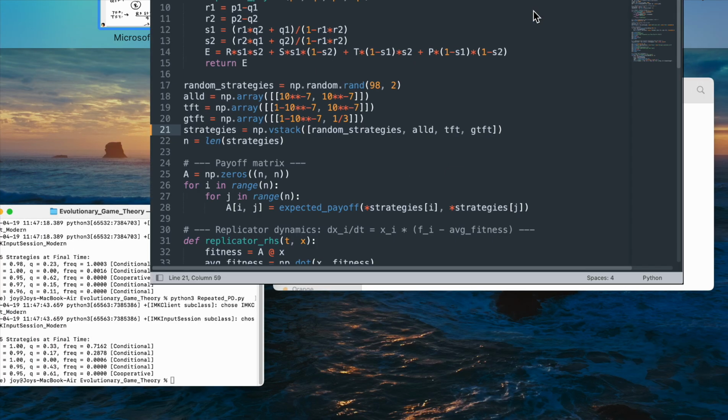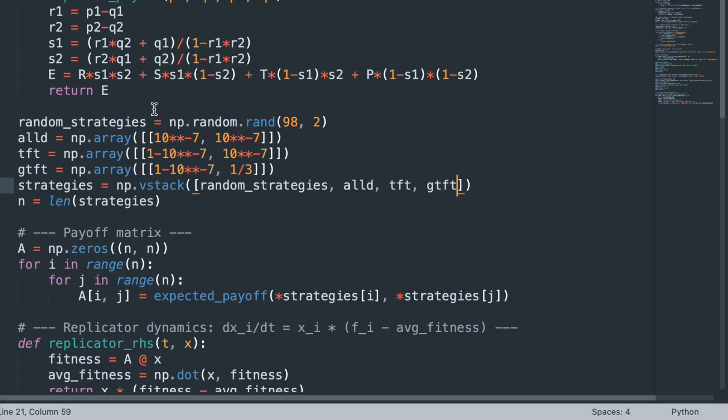I am taking 100 strategies. If you see the code here, I am taking two random numbers, and these two random numbers are the strategies. Now I am making sure that there is some strategy already present there, and I am choosing it by making p 10 to the power minus 7 and q 10 to the power minus 7. By hand I am putting in a TFT strategy: p equal to 1 minus 10 to the power minus 7, which is very nearly 1, and q again very nearly 0. Is it clear?